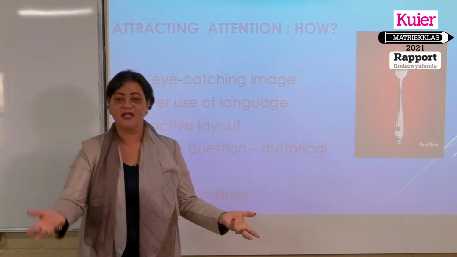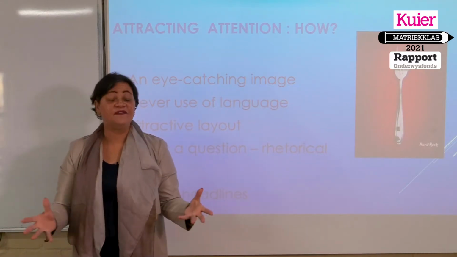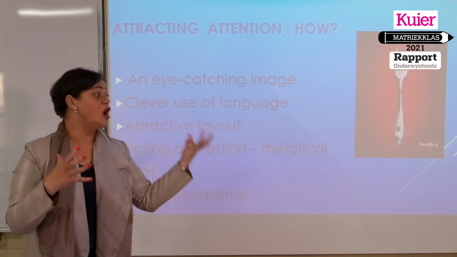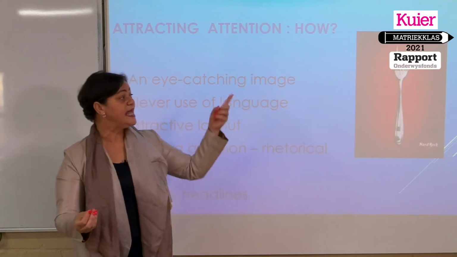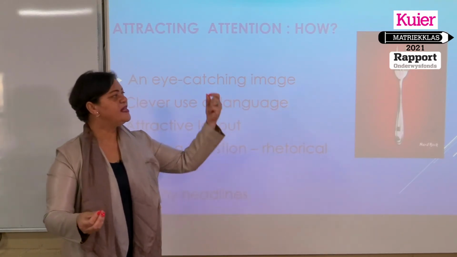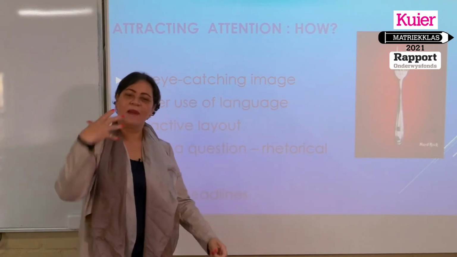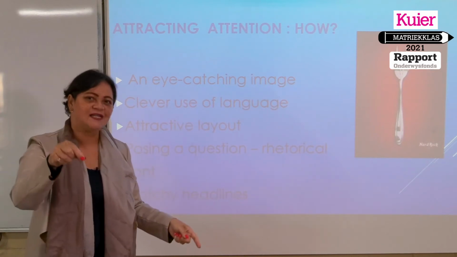So they've gotten your attention. There is your eye-catching image, clever use of language, Hard Rock, and linking it to the picture. You have an attractive layout because it's red and there's a fork. Now, if you know the Hard Rock Cafe, then you know that it is a restaurant. Hence the fork, okay? But the idea of Hard Rock and the way in which the fork represents the hard rock makes you realize that this is a place you want to eat at.